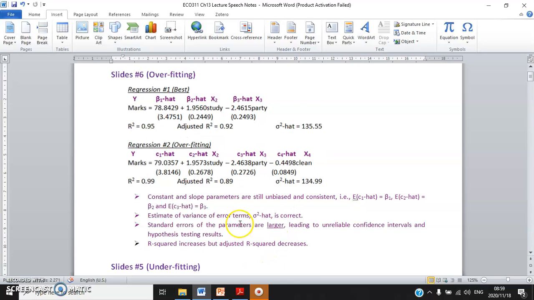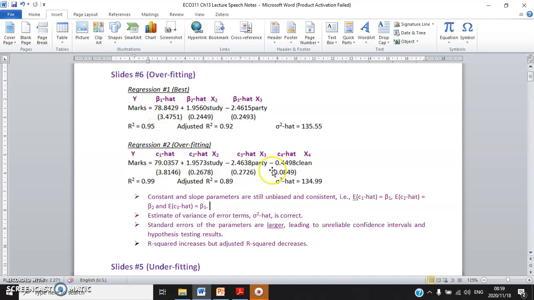Okay, so let's look at the consequences. Constant and slope parameters remain fine, unbiased, and consistent. In other words, on average, these sample regression parameters, the expected value, will be equal to the true value. And you can't just name the consequence, you need to provide additional information, refer back to the given information. So we have to compare one parameter at a time.